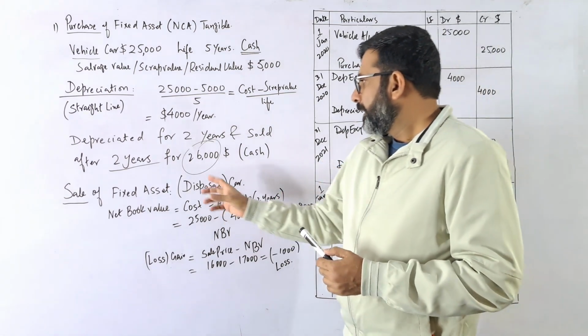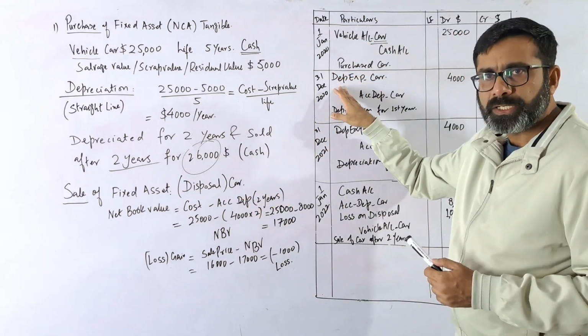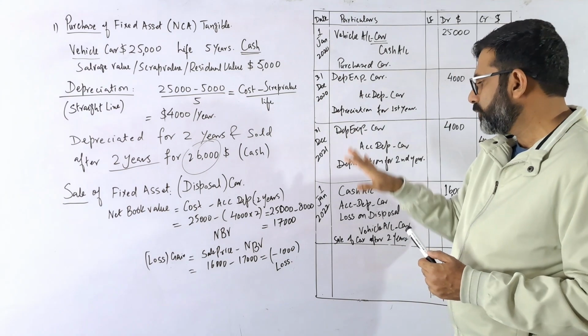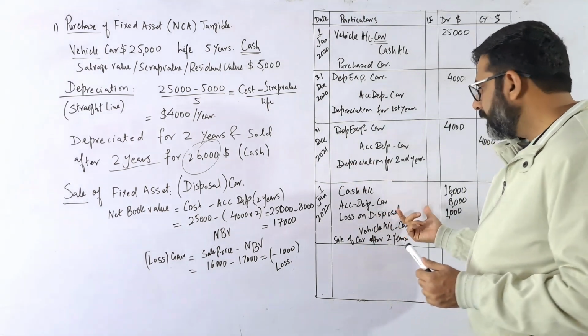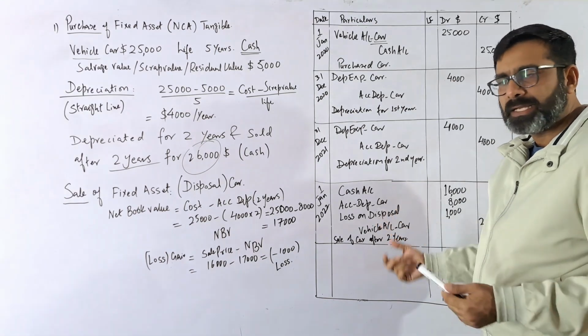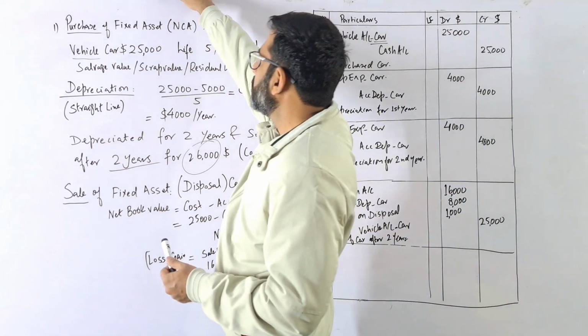Obviously the entry will be the same: the purchase account, the depreciation account year 1, depreciation account year 2, it will be same. Only change will be what? Change will be in the transaction when they are selling the car. So this transaction will be changed. So now we just change that transaction.